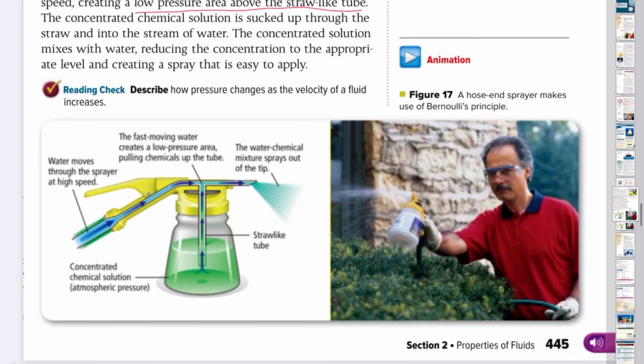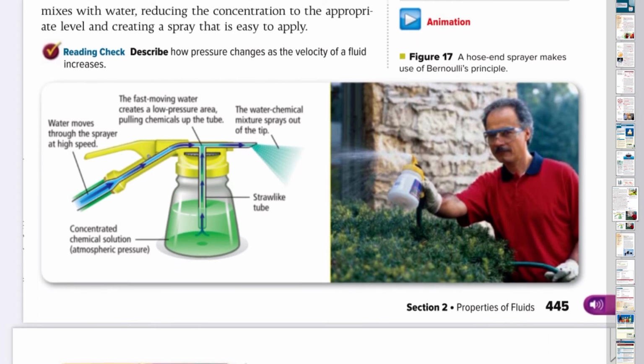So if we look at the diagram and go through this, you have your container down here, you have your chemical down here, you have your straw-like tube coming up here. And basically what happens is as the water flow goes over top of this straw here, the pressure is decreased and it will suck up the chemical, mix it with the water, and then it sprays out here.